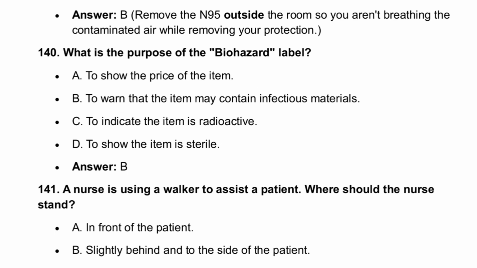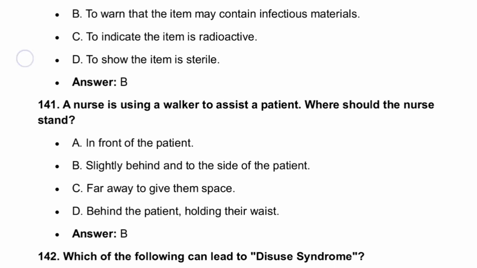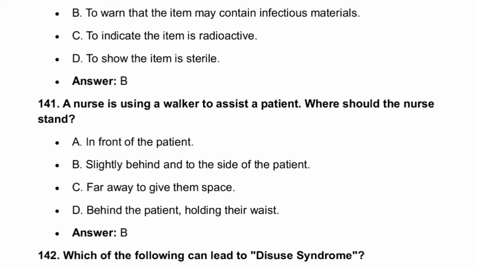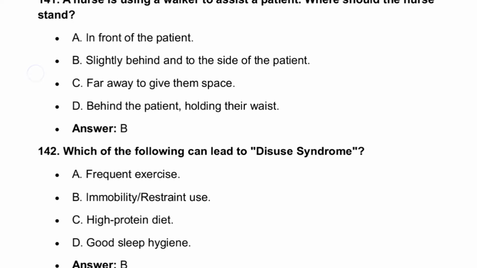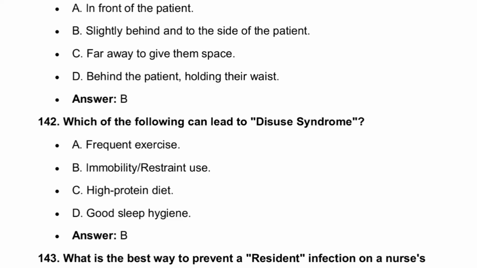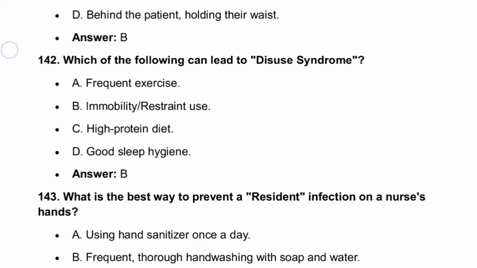Answer will be B. A nurse is using a walker to assist a patient. Where should the nurse stand? Slightly behind and to the side of the patient. Which of the following can lead to disuse syndrome? Answer will be immobility or restraint use.